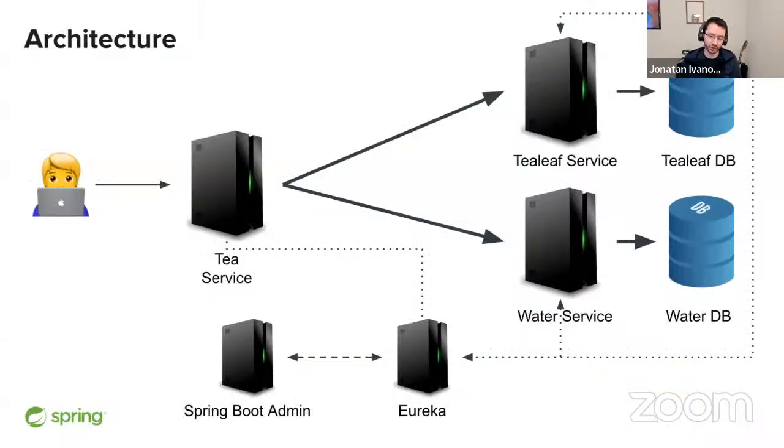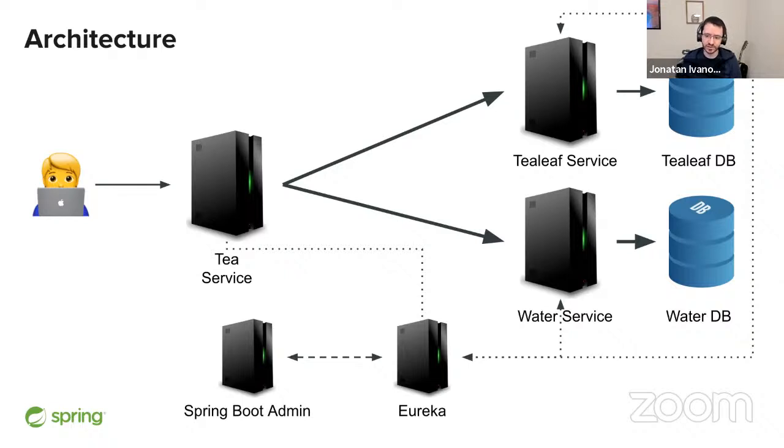So with that, let me show you a demo and show this in action. We do have an application for this. It is not very complicated. The whole thing is called T-Service, or the T-House application. The first application that the users are interacting with is called T-Service, which is calling TLeaf service and water service. And TLeaf and water have their own databases. So there is a TLeaf database and there is a water database accordingly.